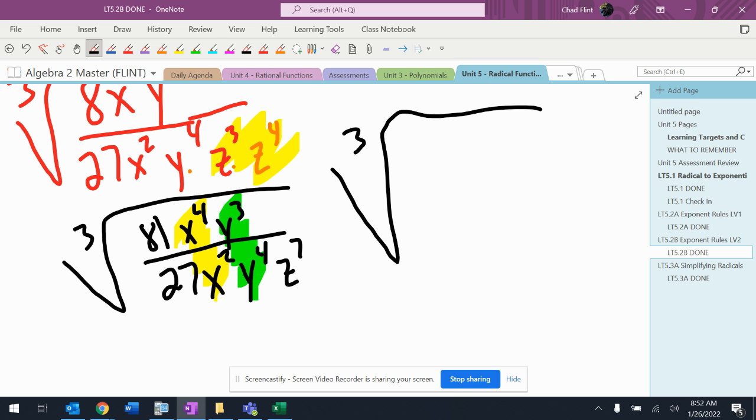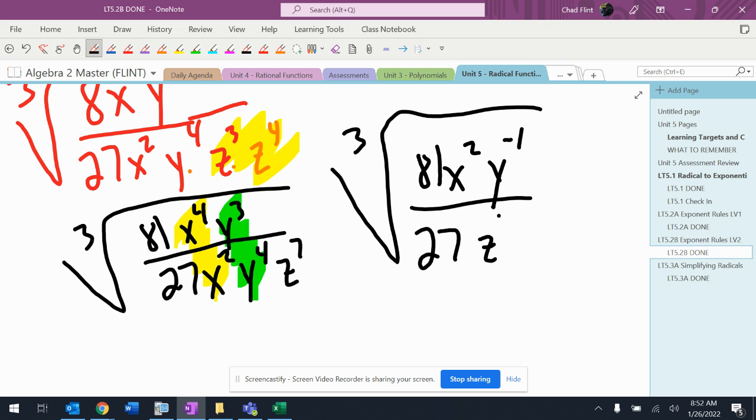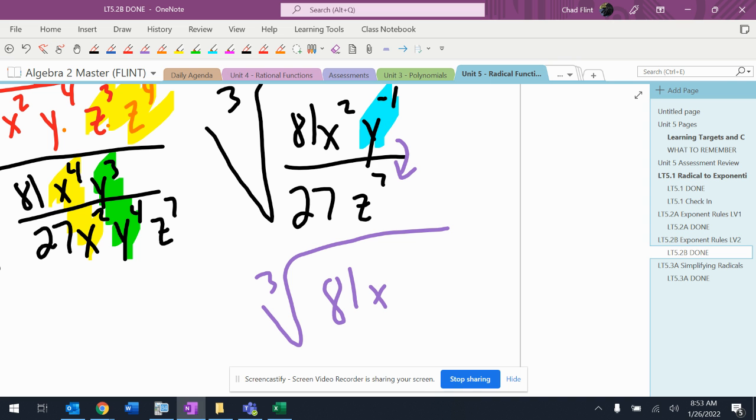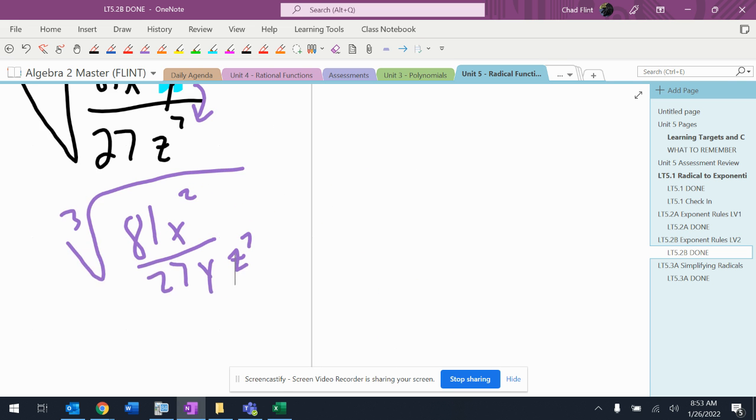So I'll have third root 81 x to the second. Subtract the exponents because you're dividing. Y to the negative 1 over 27 z to the seventh. I don't like that negative exponent, so I'm going to kick him back to the bottom. And I'm going to get third root 81 x to the second over 27 y to the first. I don't have to put the first if I don't want to. Z to the seventh. All right, so I get that.